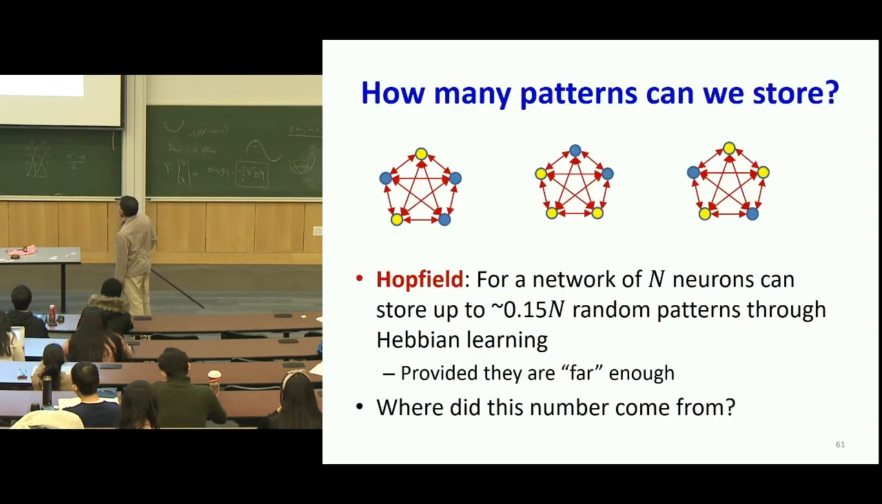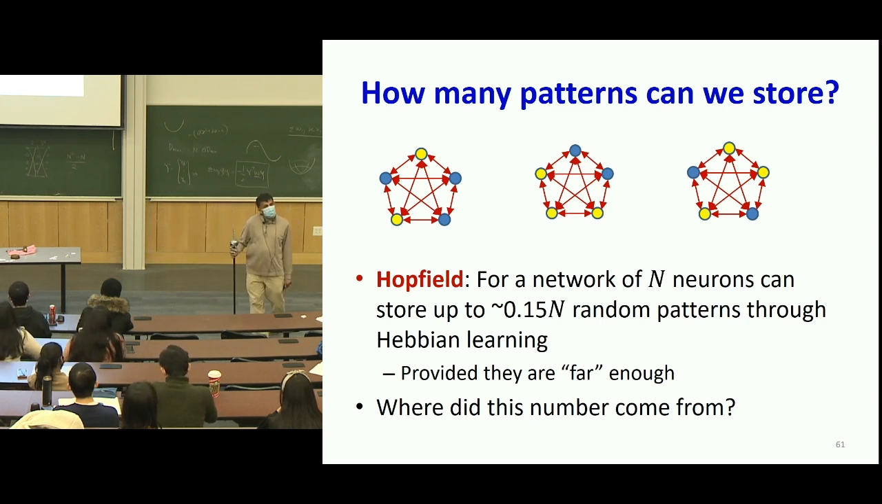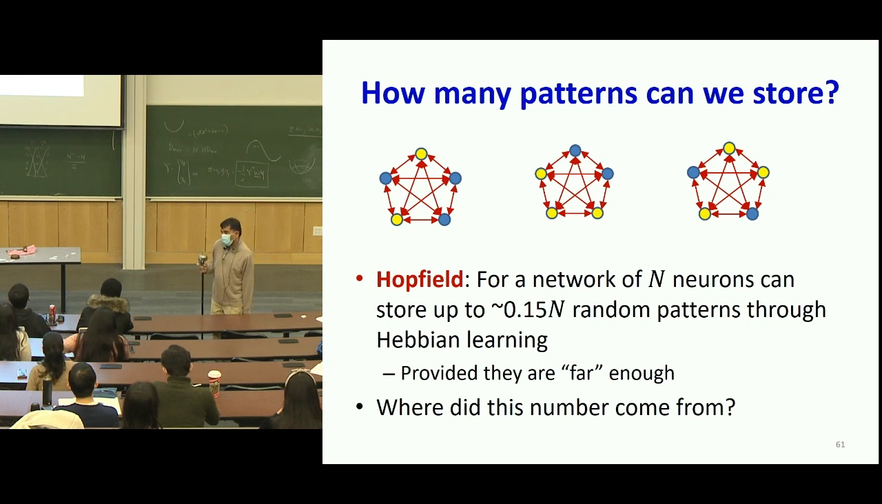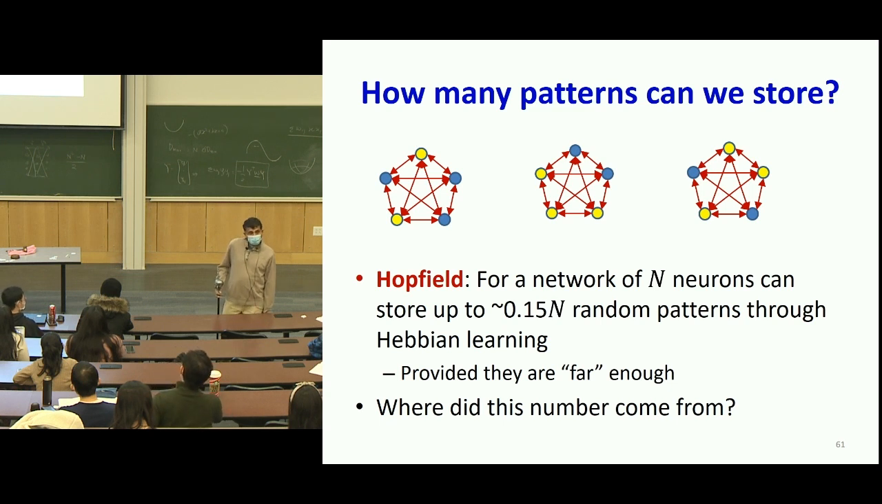And to see this, let's take a look at this. John Hopfield, who originally proposed this network, showed through some math that for a network of n neurons, you can store up to 0.15n random patterns. What do we mean by random patterns? If I flip a coin to choose the bits for the bit pattern that I'm trying to store, then I can store up to 0.15n patterns, where the probability of remembering a pattern or forgetting a pattern is less than 0.004. So he had a threshold.